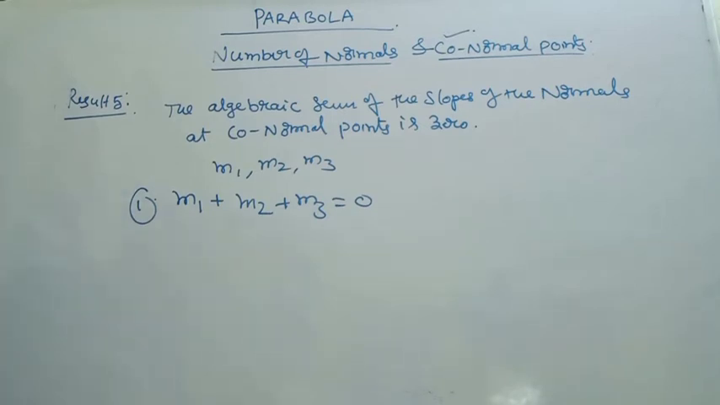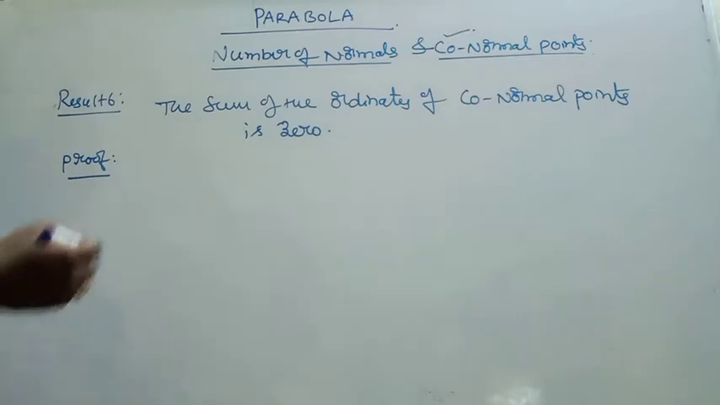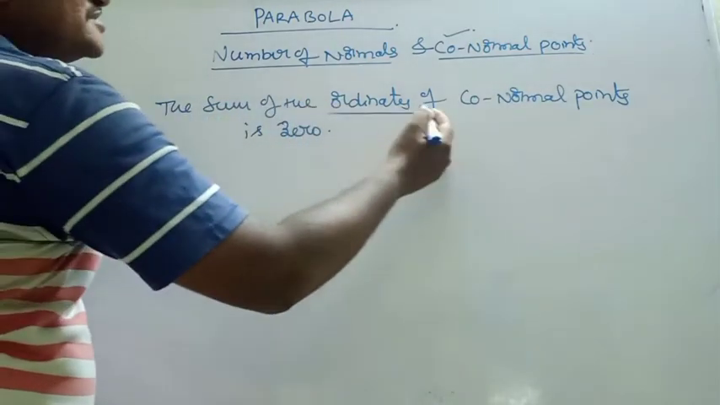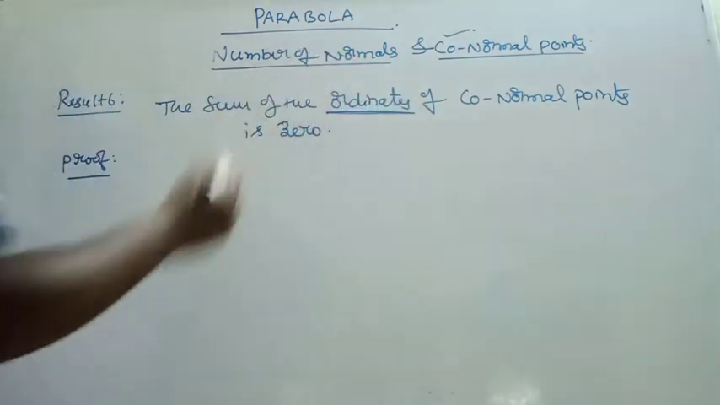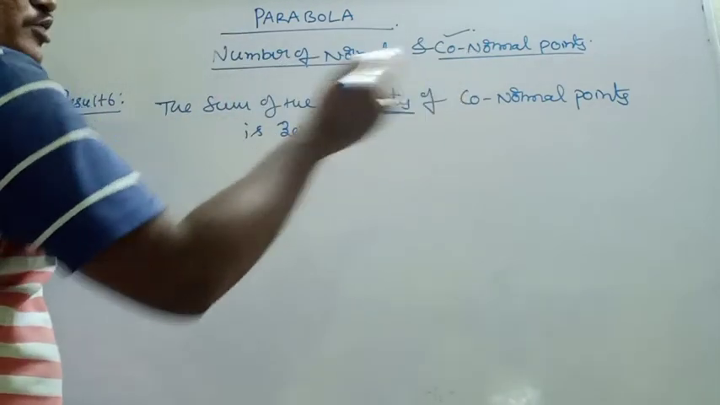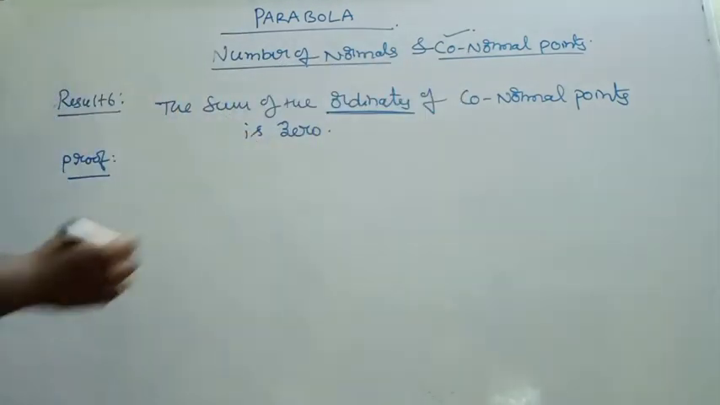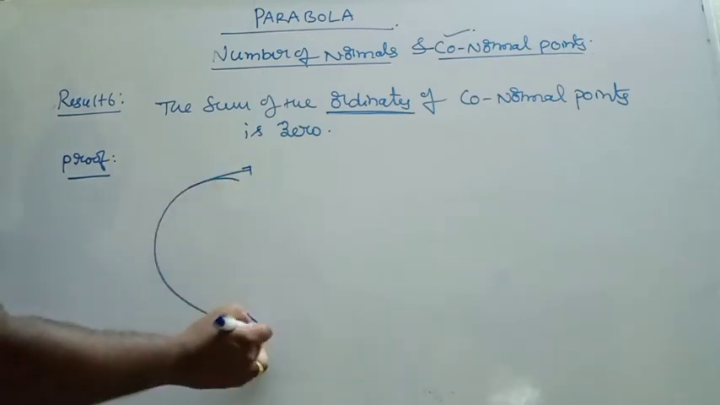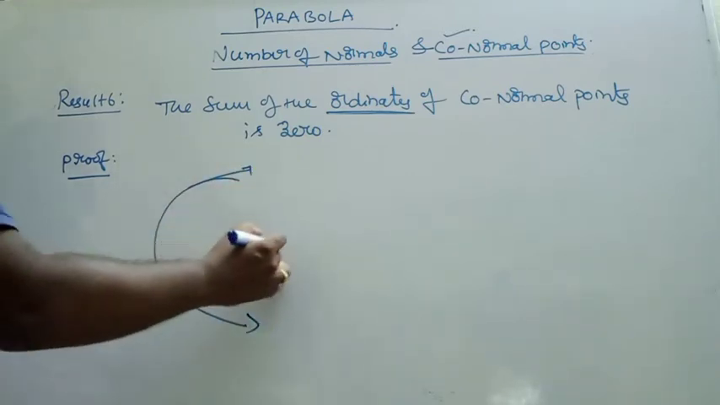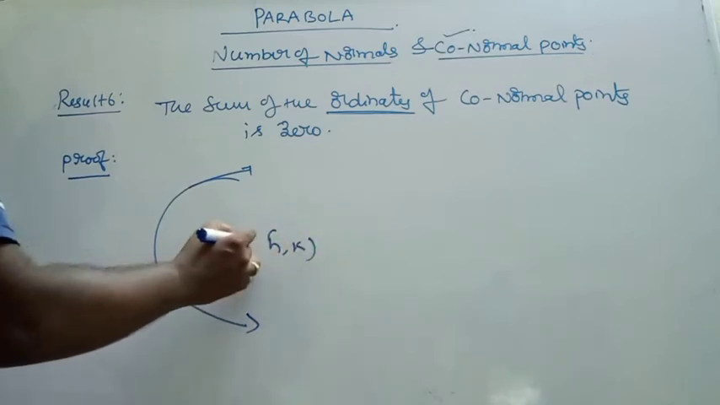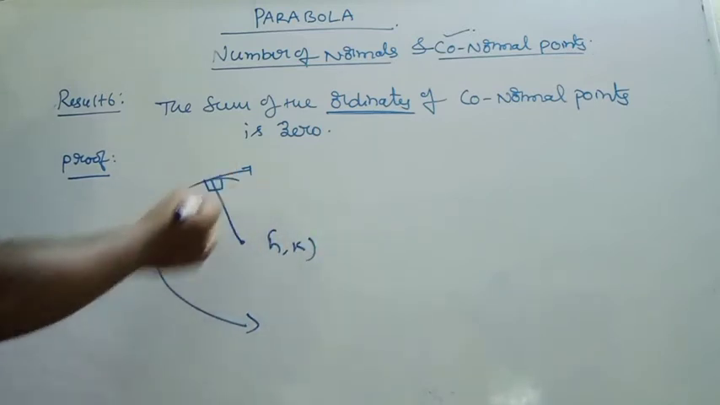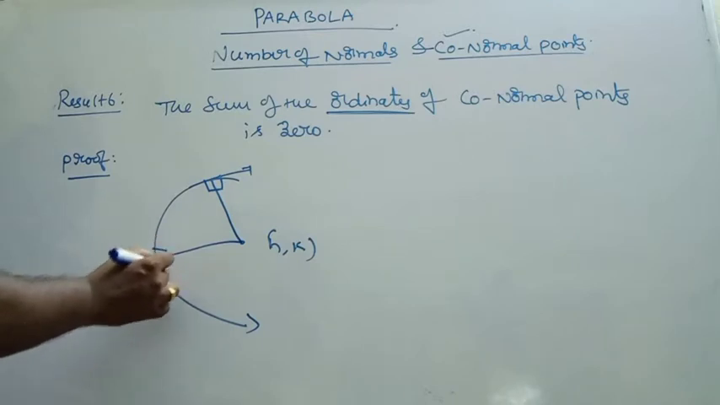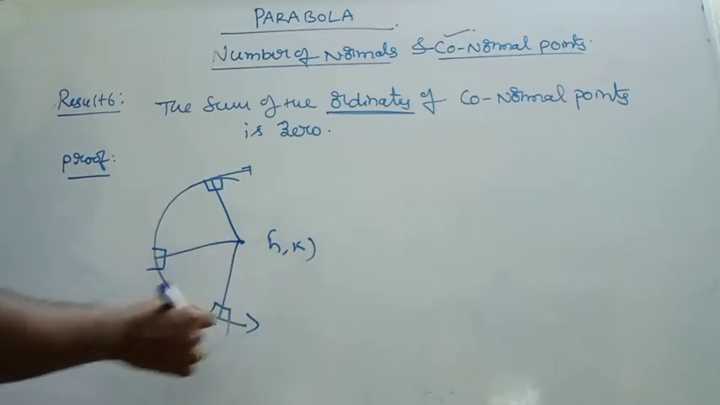Now we have one more beautiful result: the sum of the ordinates, meaning the y coordinates, of co-normal points is 0. You know, my dear students, whenever I told you that we have a parabola like this, and from one point, suppose you take h comma k, you can pass three normals. Already we proved that result. Only three normals can be drawn.